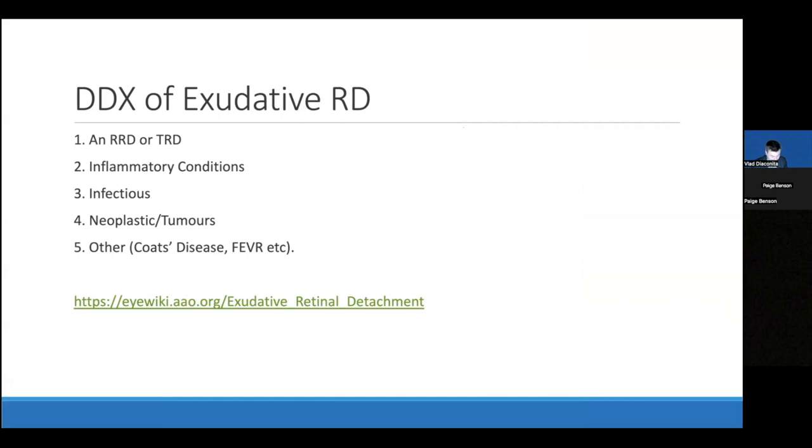Excuse me. The important thing when you see a retinal detachment is to determine, is it rhegmatogenous? Is it tractional? Or is it exudative? If it's exudative, you have to put your internal medicine hat on, because almost always it's a medical diagnosis, and you have to treat it medically. And whether you treat it with steroids or with antibiotics, et cetera, matters. And so that's the process of exudative RDs.